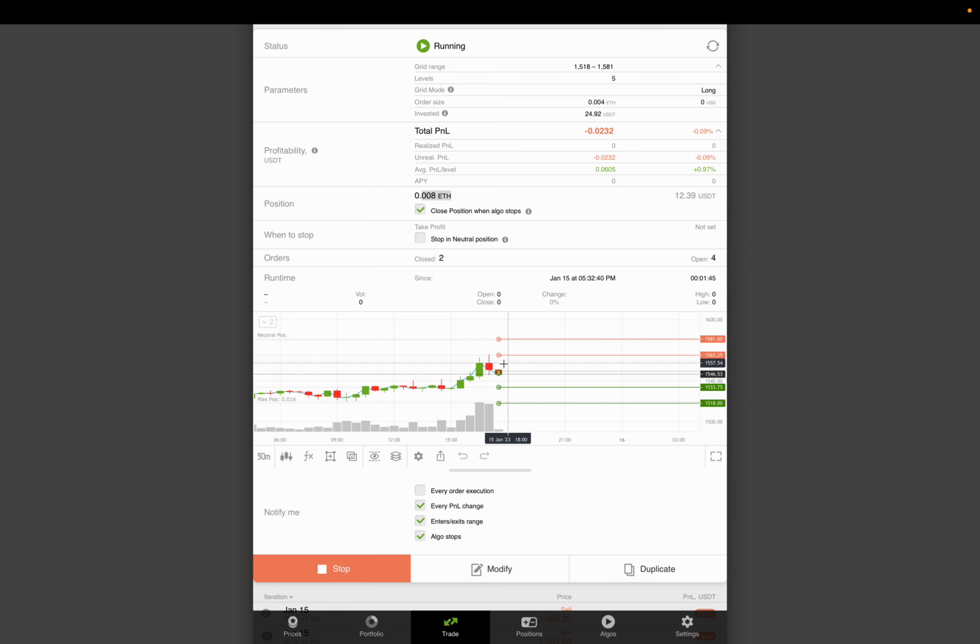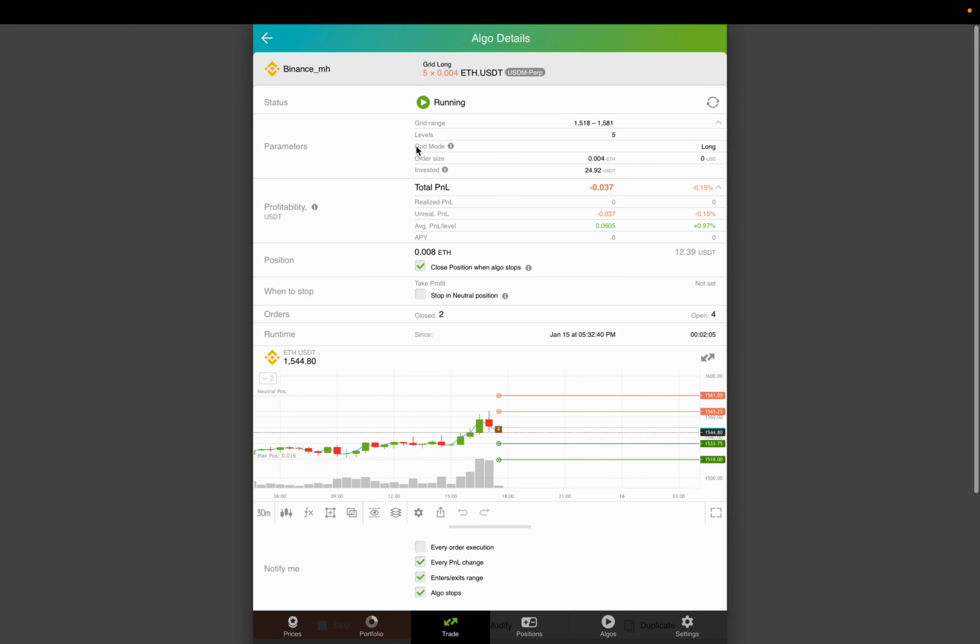Whereas if the market price goes down, you will add to your already long position, you will add 0.004 ETH here and another 0.004 ETH here. That's the position that you will have, basically twice the size of the current position, and you will be losing money if the market price goes lower. So that's in a nutshell a long grid.